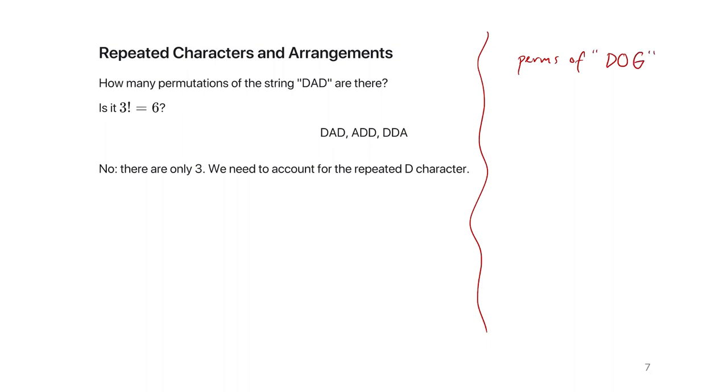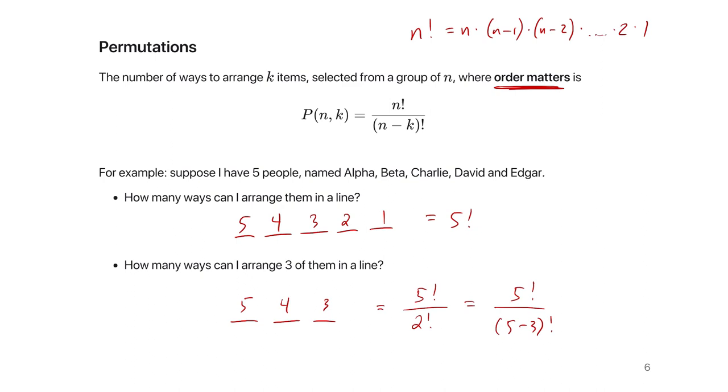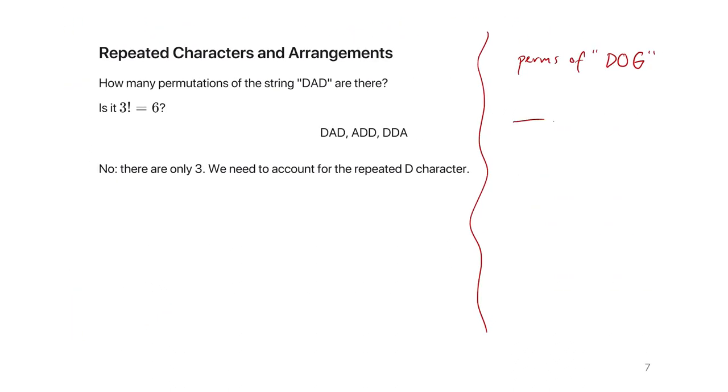And this really is the same problem as how many ways can I arrange three of these people in a line, right? There's three options for the first character. It's either D, O, or G. Two options for the second, it's whatever wasn't the first one, and one, which is whatever's remaining. So that's just 3 factorial. Is that clear? The number of permutations of the string dog.